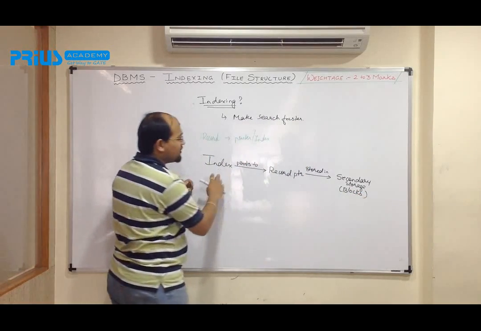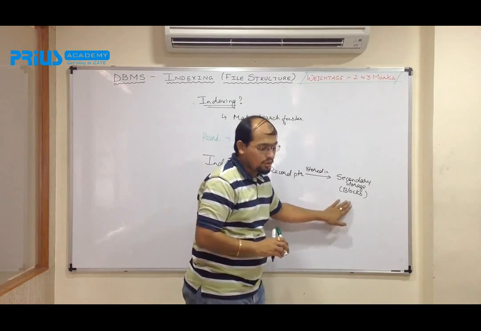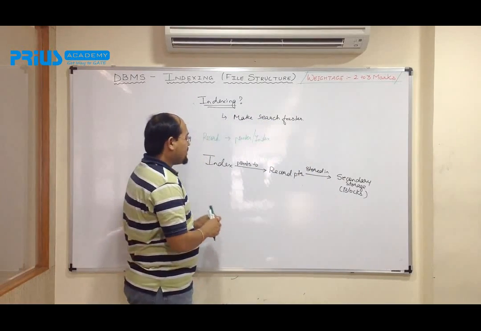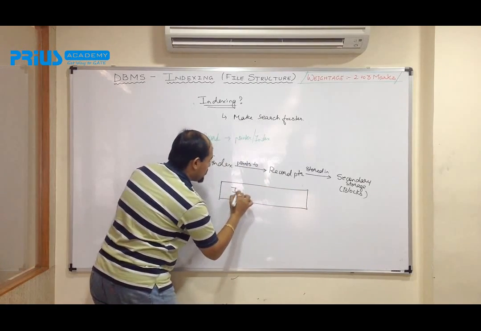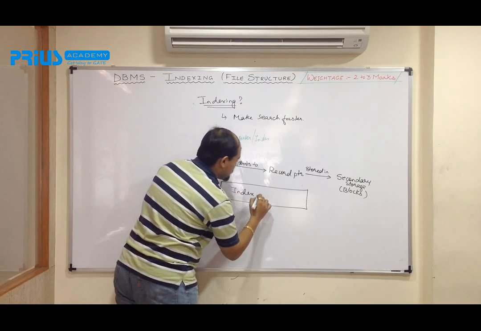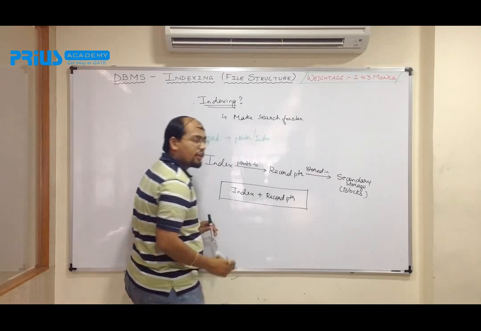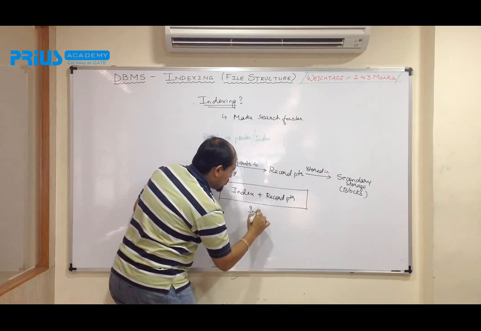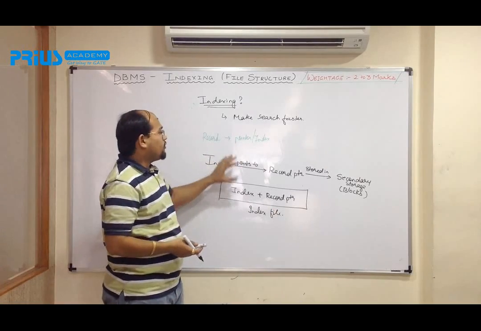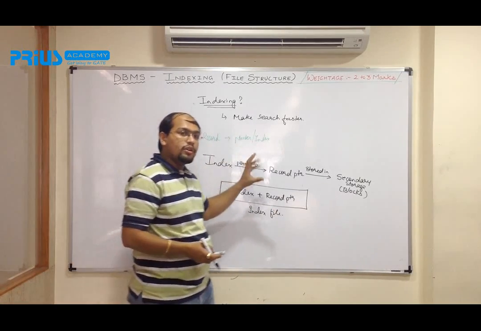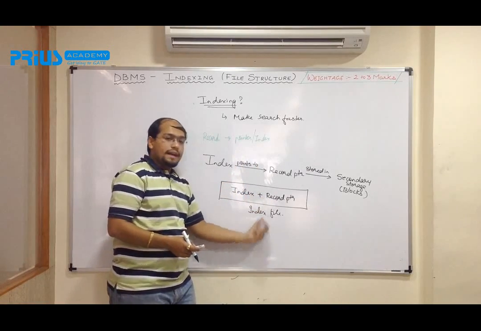Okay, so we have an index which points to the record pointer, and these records are stored in secondary storage, which are blocks. Ideally we create a combination of index and record pointer, and together they create one index file. Getting this point? For each record we have one index, and an index and a record pointer together form an index file.